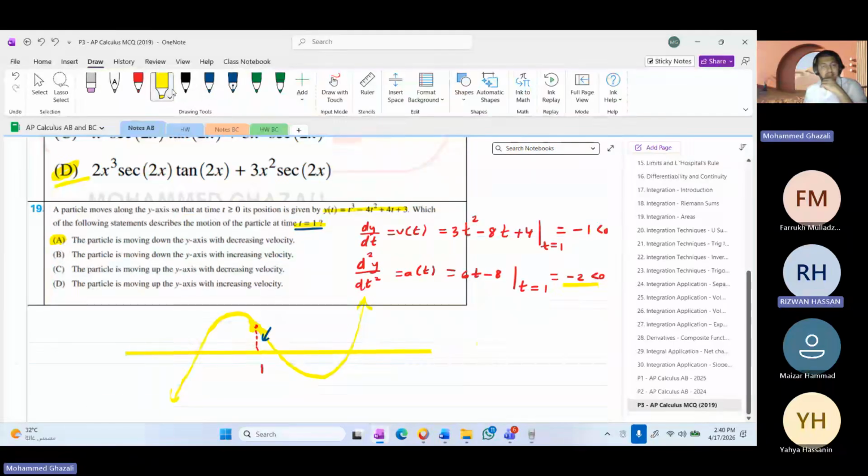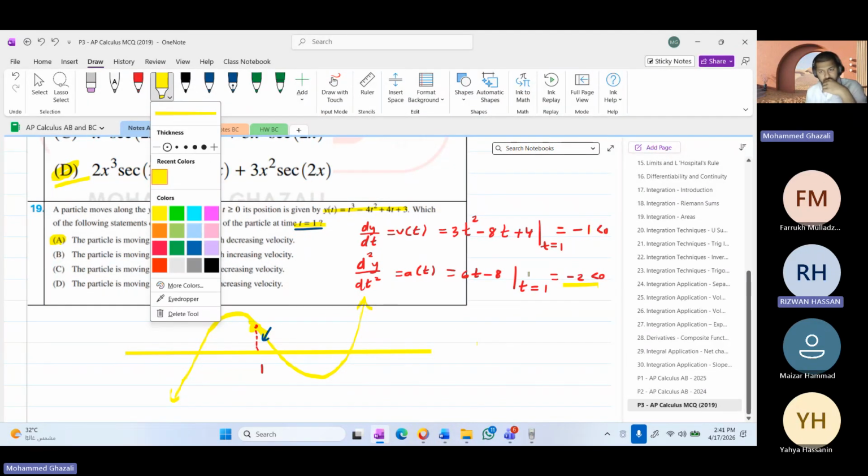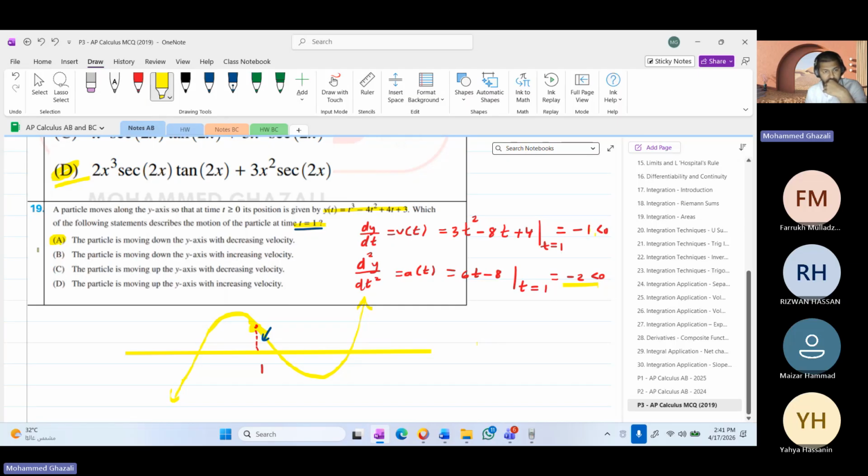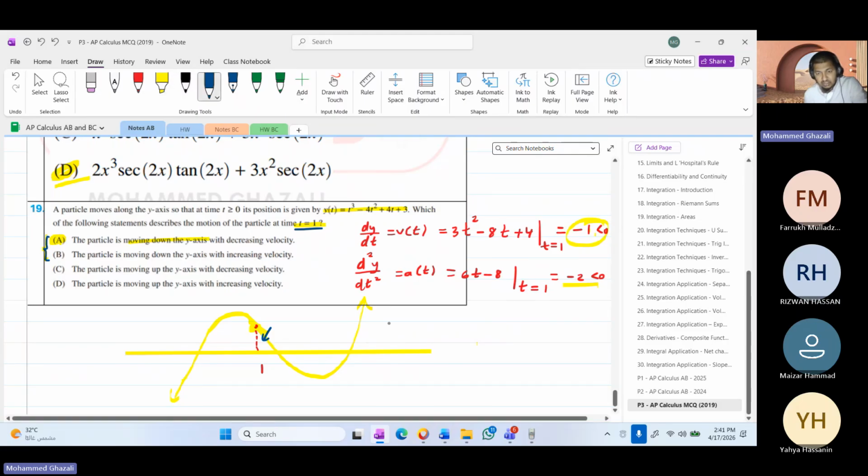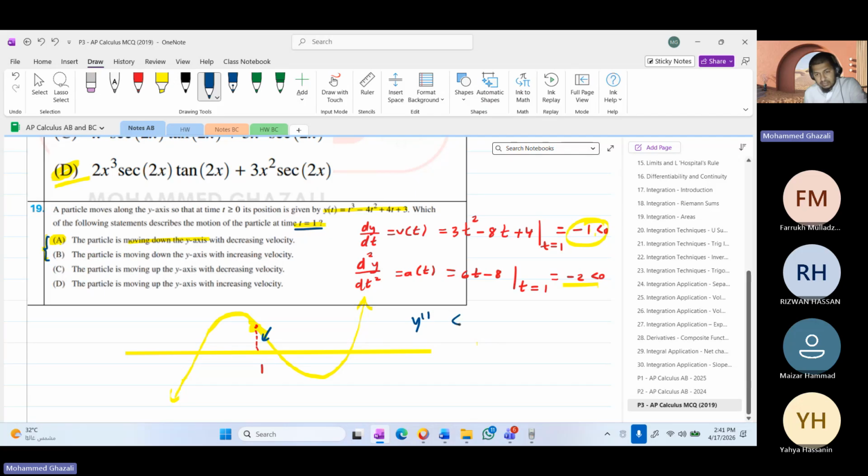Okay, we don't have an issue with A and B. The thing is, we're undecided about A and B. We definitely know that it's moving down the y-axis because this is less than 0. I wanted to explain this part over here. If y double derivative is less than 0, it's the same thing as saying v prime t is less than 0. What's the meaning of v prime t being less than 0?